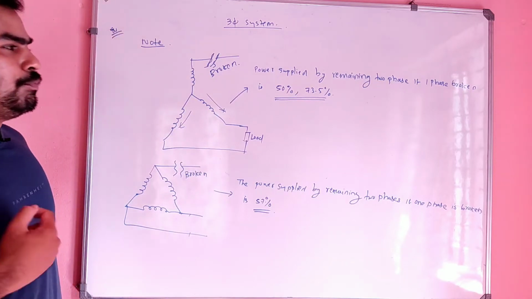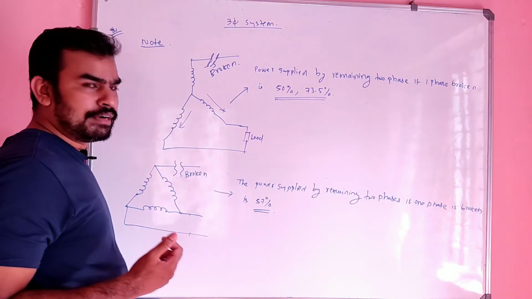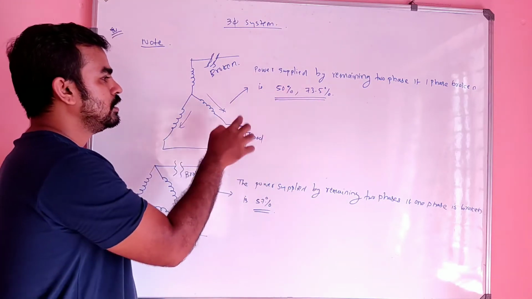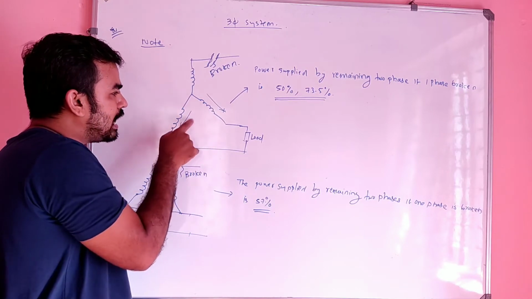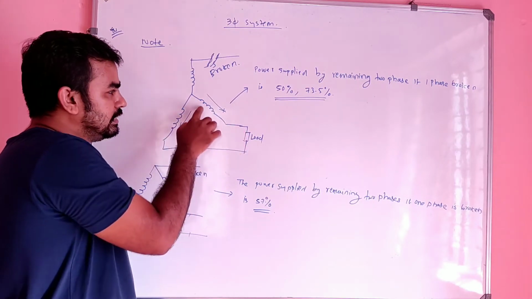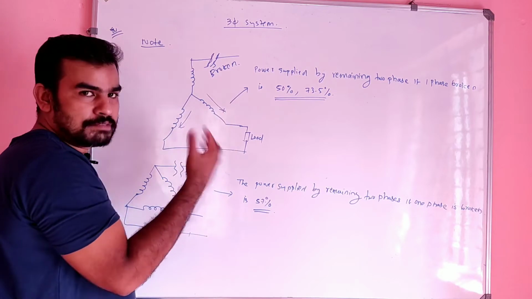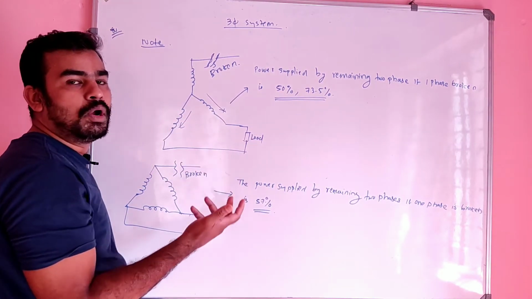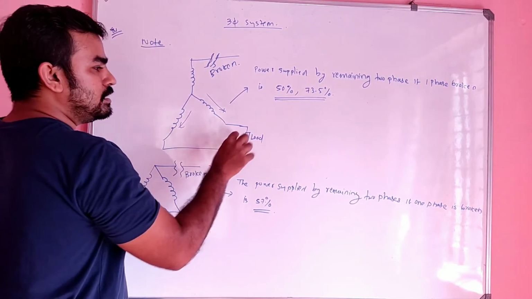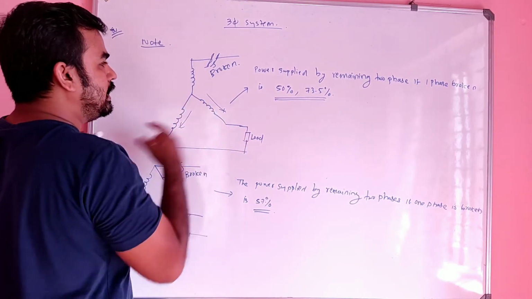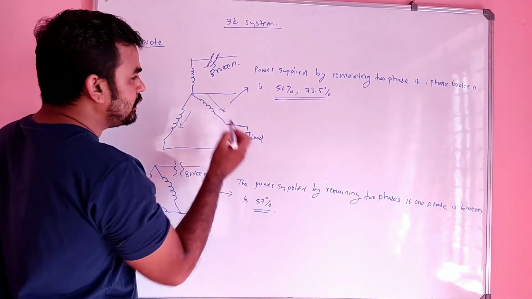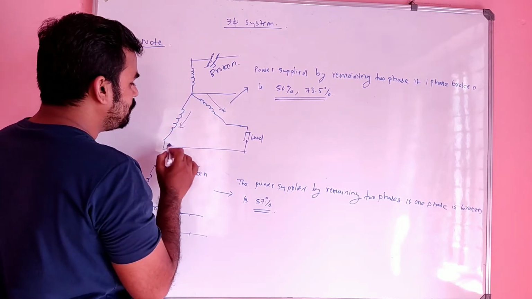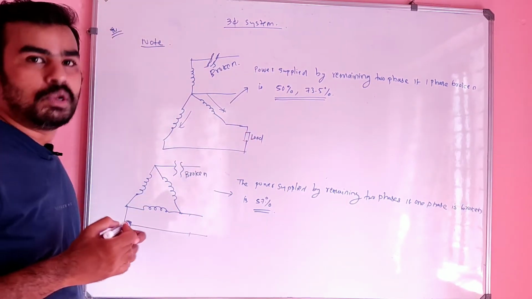And you may have a doubt: why here is it only one, and there are two? Because even though one is broken, two phases are alive. These can supply a certain voltage with respect to neutral or with respect to load. Across these you can supply a load, or in between one phase and neutral also you can supply a load. That is the meaning.